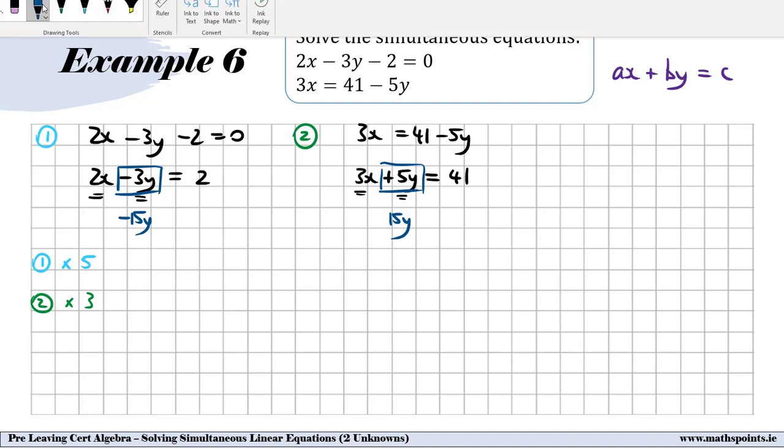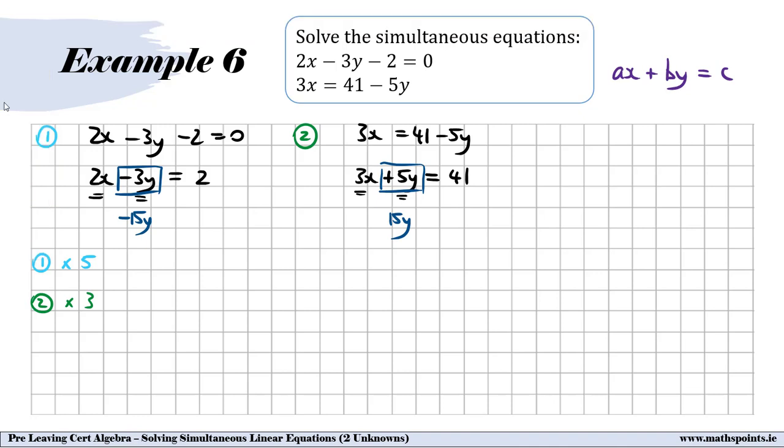So equation 1, I'm multiplying every term in equation 1 by 5. I get 2x times 5 is 10x, minus 3y times 5 is minus 15y, and equal to 2 times 5 is 10. Equation 2, multiplying every term in the equation by 3, I get 3x times 3 is 9x, plus 5y times 3 is plus 15y, and then 41 times 3 is 123.